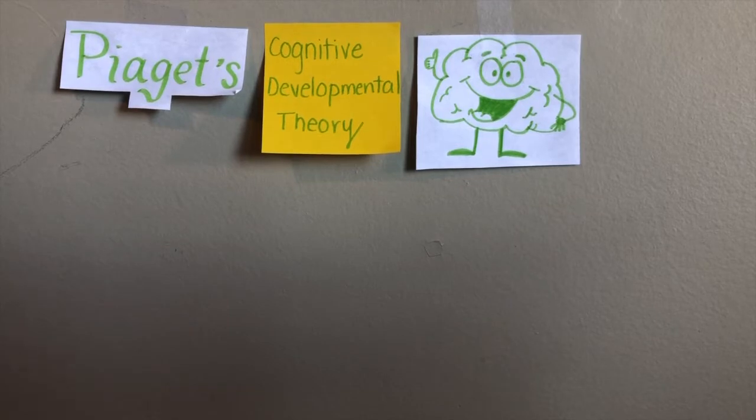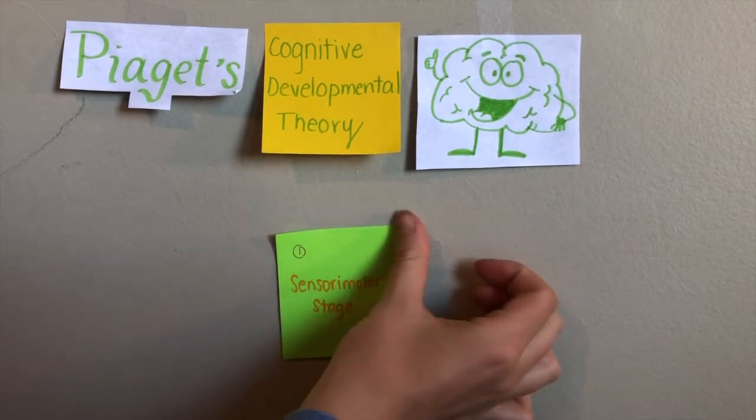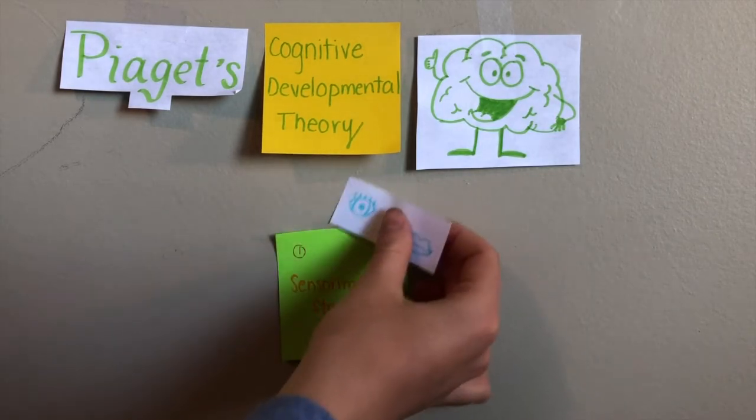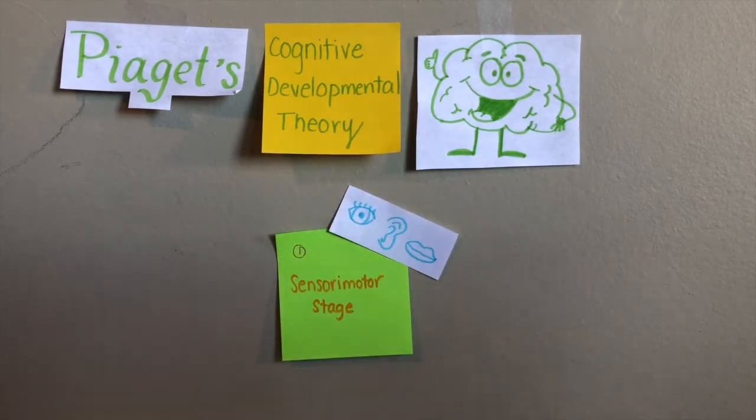The first stage is the sensorimotor stage, from the ages of 0 to 2, where infants think by acting on the world around them, with their eyes, ears, hands, and mouth. Children, when faced with a problem around them, become invested in solving it.